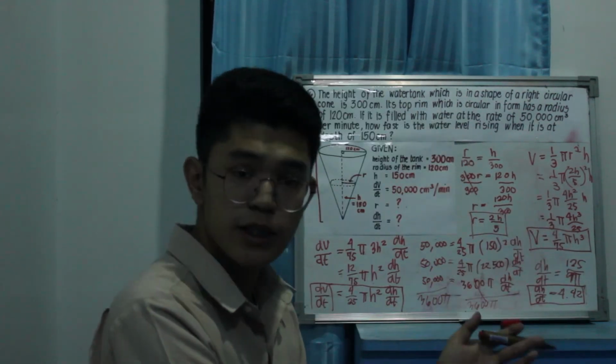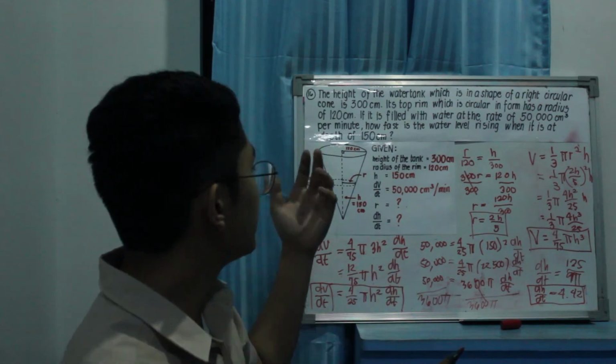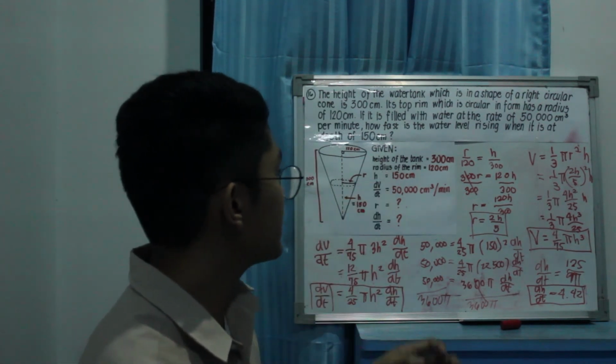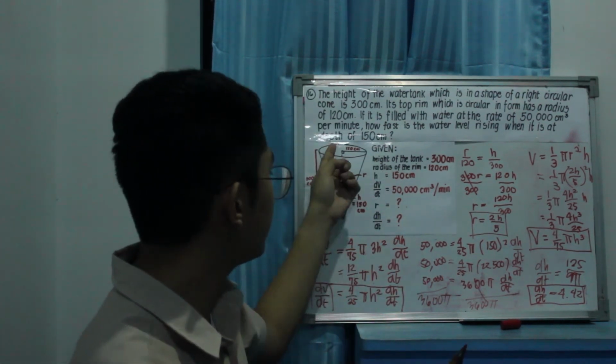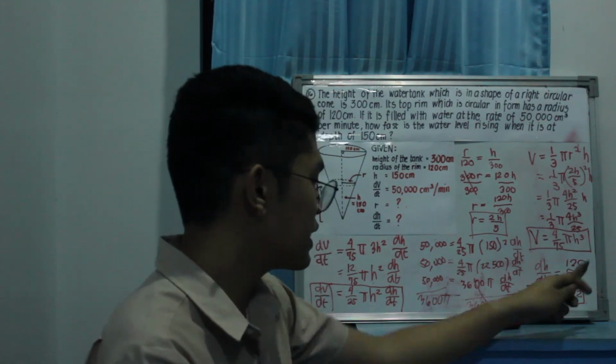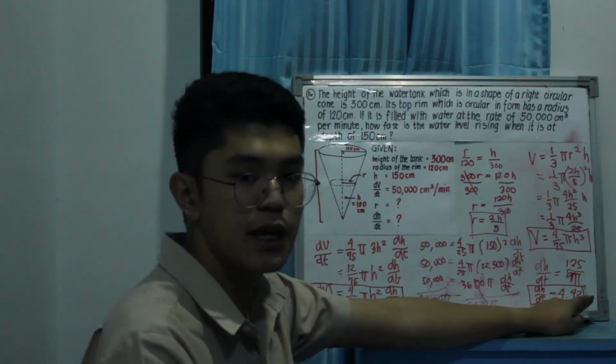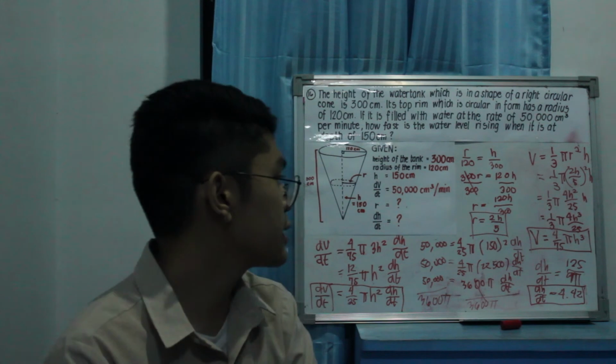With this, we can already conclude that the rate of the water level rising when it is at a depth of 150 centimeters is 4.42 cm per minute. So that's it. That's how you solve this problem.